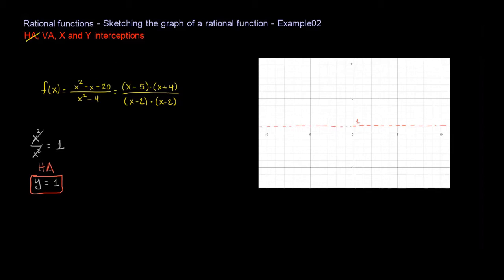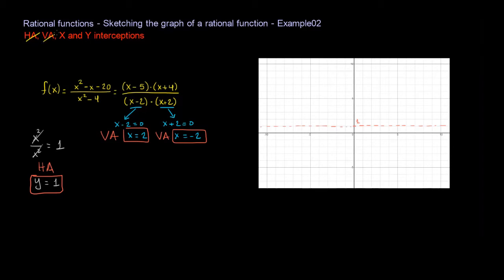And now I'm going to look for the vertical asymptotes, which will be the second element here. You have to look for the factors in the denominator and equalize both of them to 0. So x minus 2 equal to 0, and x plus 2 equal to 0. Solving for x, x equals 2 and x equals negative 2. And those two will be my vertical asymptotes.